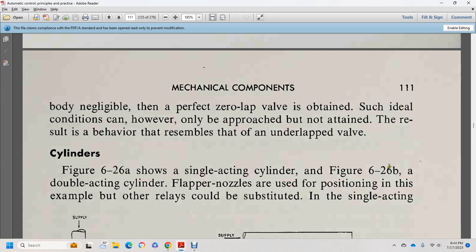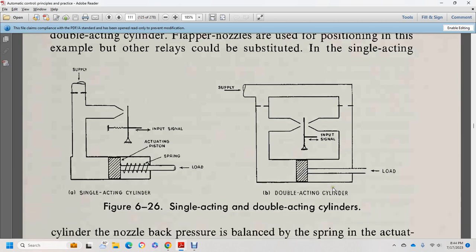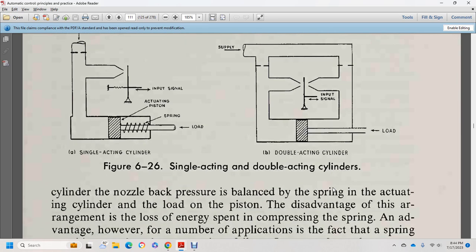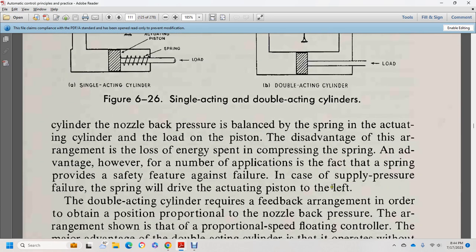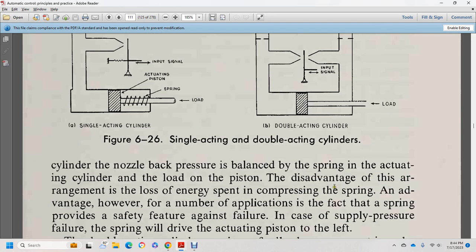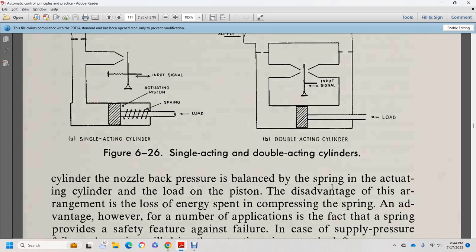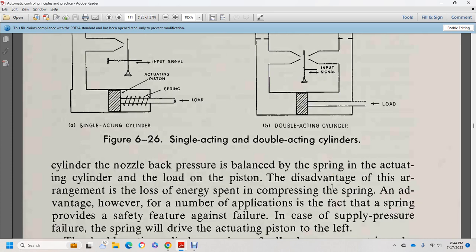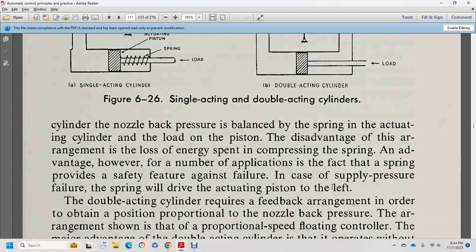Figure 6.26A shows a single acting cylinder, and 6.26B a double acting cylinder, with a flapper nozzle giving the position. In this example, other relays can be substituted for single acting and double acting. The nozzle back pressure is balanced against the spring and actuating load on the piston. The disadvantage of the arrangement is a large loss of energy in the compression spring. The advantage is, for a number of applications, the spring provides a safety feature in case of failure. In this case, the supply pressure on failure of the spring will drive the actuating piston cylinder to the left.